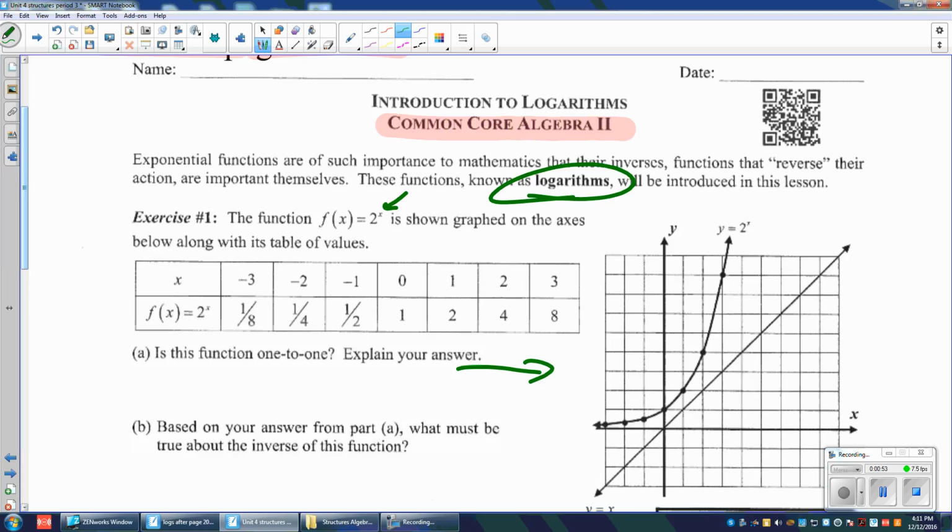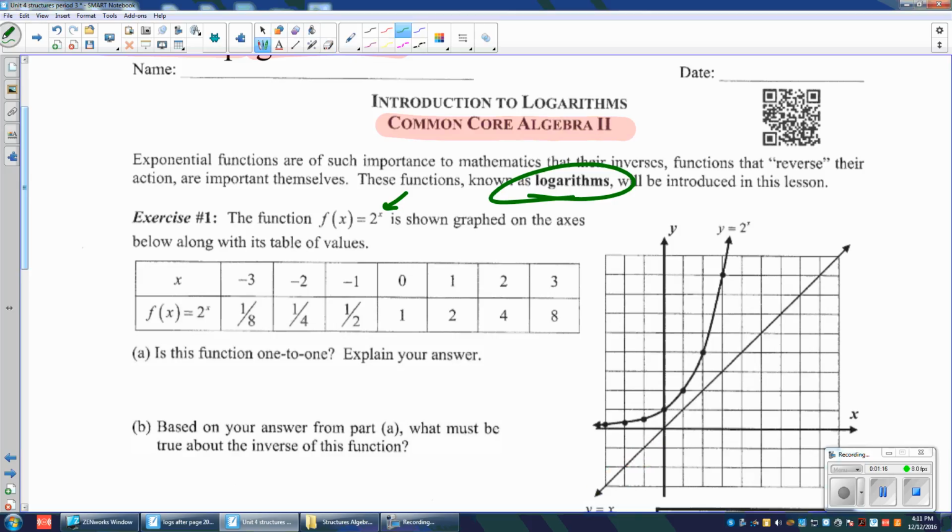It's shown on the graph to the right. Now, you don't have to copy this down. Here is the exponential graph. The other thing on it is the line y equals x. When we reflect something across the line y equals x, that is known as its inverse. Okay, let's get ready to take notes again.